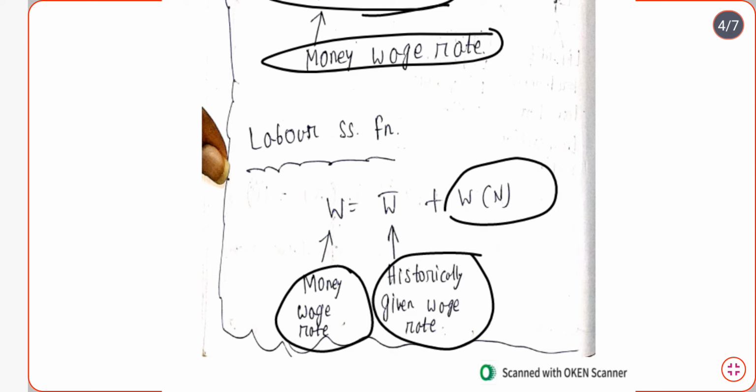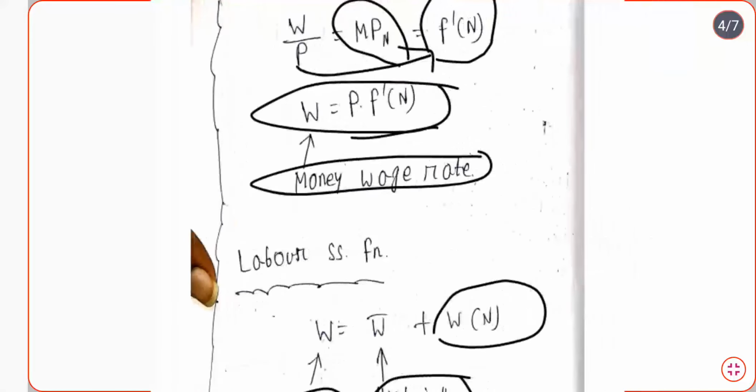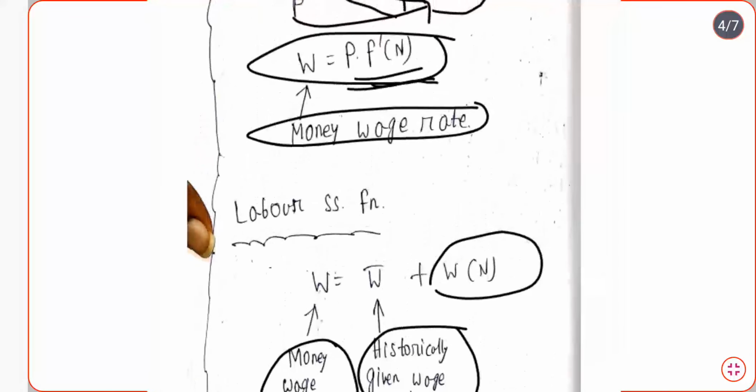Let me show you again that this is the value of W, that is P into f dash n. It is derived from the labor demand function. W is equal to P into f dash n. And from the labor supply function we have derived that W is equal to W bar plus W of n.